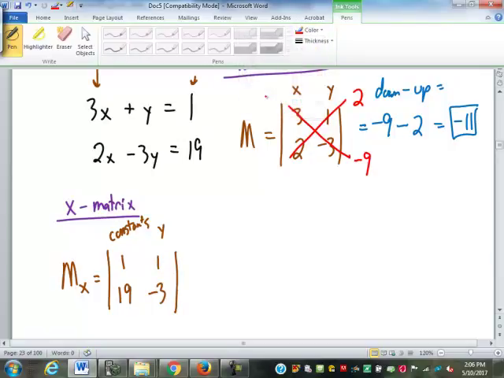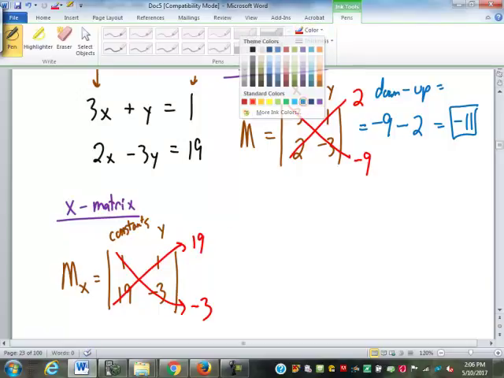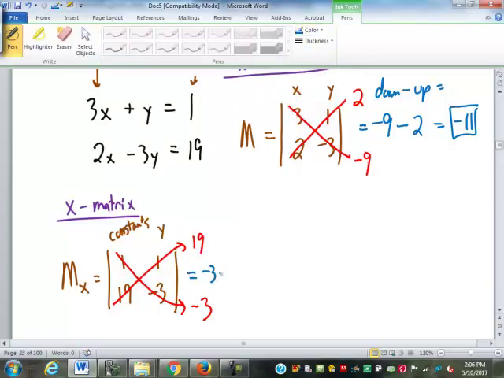So let's look at finding this determinant. The down diagonal, 1 times negative 3 makes negative 3, right? Going up, 19 times 1 is 19. So our determinant is going to be the down of negative 3 minus the up of 19. What's that give us? Negative 3 minus 19 is negative 22. Good.